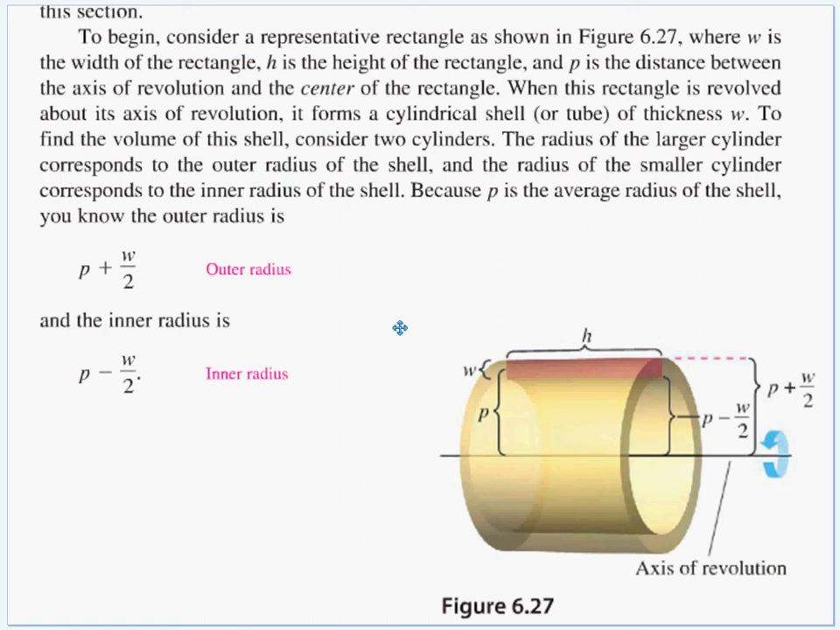W is the width of the rectangle. That's this little W here. Height is the height of the rectangle. Here we're laying down, so that's sort of how long it is. P is the distance between the axis of revolution and the center of the rectangle. So here this distance P is from the axis of revolution to the exact center of our representative element.